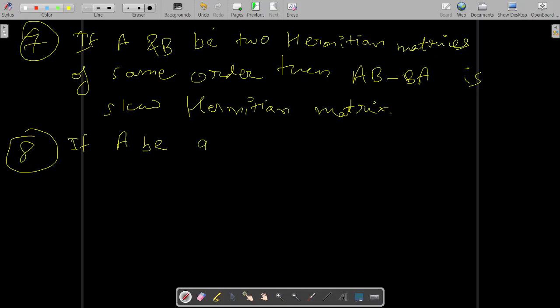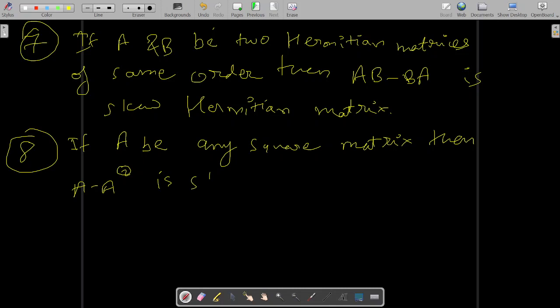If A is any square matrix, then A minus A conjugate transpose is a skew Hermitian matrix. Okay.